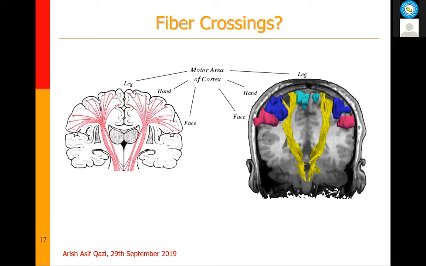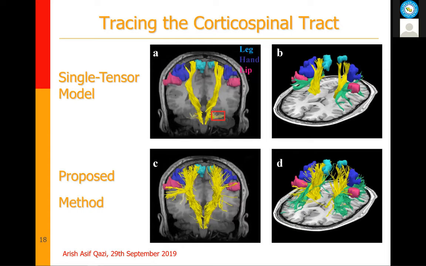Now, what we did was develop a technique that can resolve fiber crossings. This image shows the standard technique, and this is the technique that was developed. Here you can see it can resolve all these tracks. And again, why is this useful? For example, a neurosurgeon is resecting a tumor in this region. They want to know which pathways are present over here. They don't want to cut the wrong pathway, because this could actually lead to paralysis.